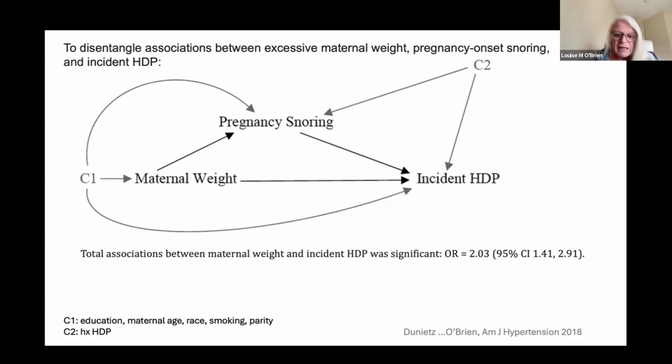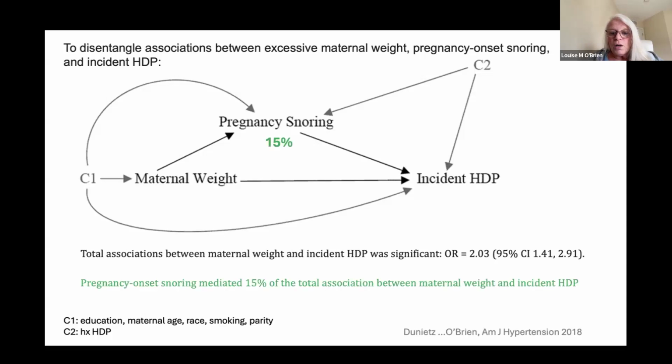So when we did a mediation analysis through our models, we found that we had a direct effect, of course, but we also had this indirect effect. And this indirect effect was explaining 15% of the relationship. So that could be a huge deal, right? That means if we can address and prevent the snoring, we could remove 15% of what's going on here, right? Does that make sense?